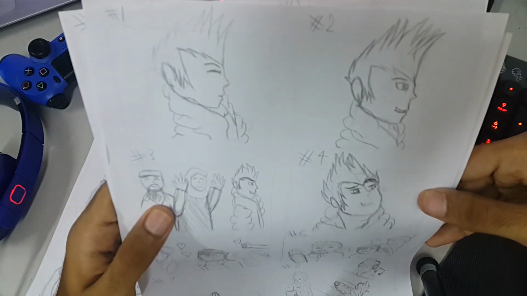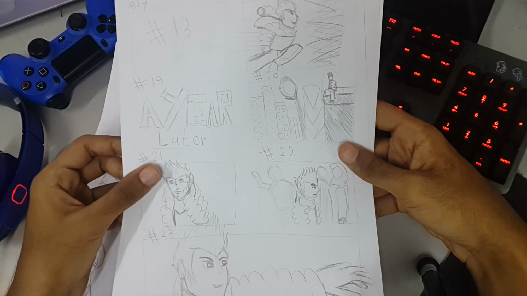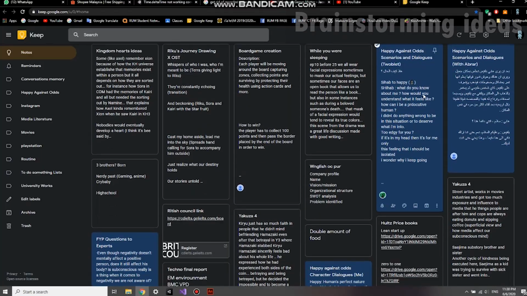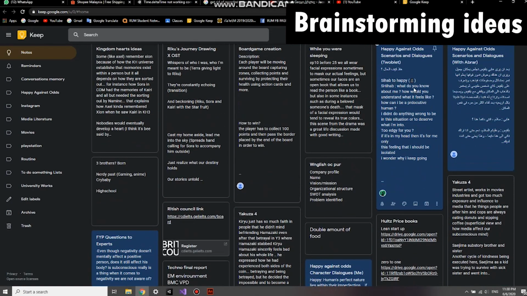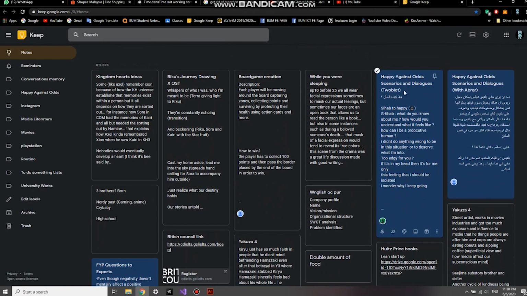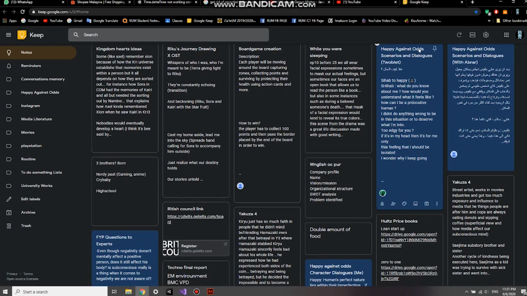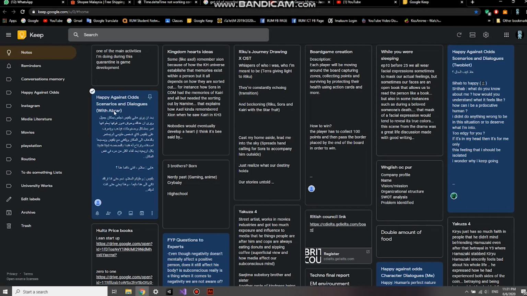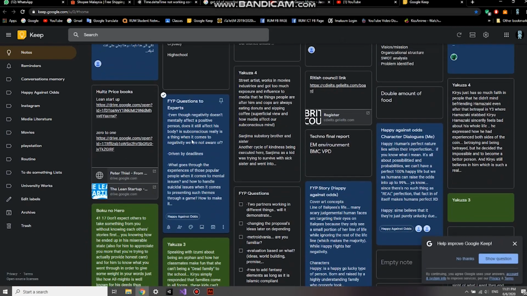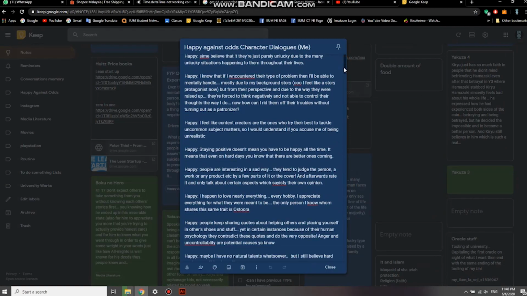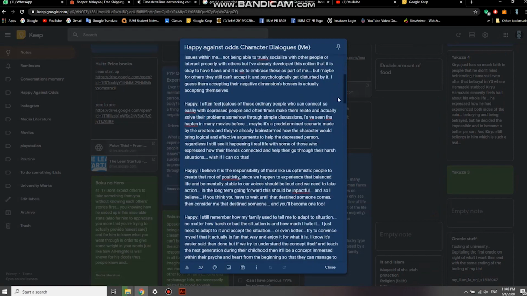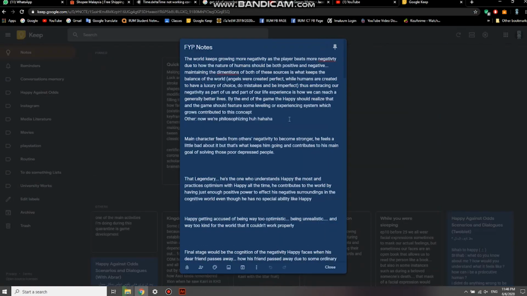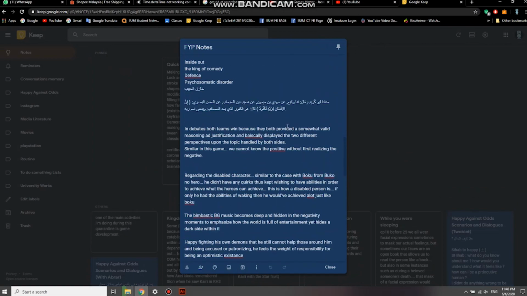In order to keep track of all the ideas and information I keep brainstorming for the game, I have these little Google Notes. In my Google Notes I have the blue notes, which indicate the notes related to our project. Our game is called Happy Against Odds, and I have different notes: one which has brainstorming of me and my friend, one of me and my partner, and a few others. Some ideas are by me, and some of the dialogues I think about from time to time, and the general FYP notes. So that's how I keep track of the ideas.